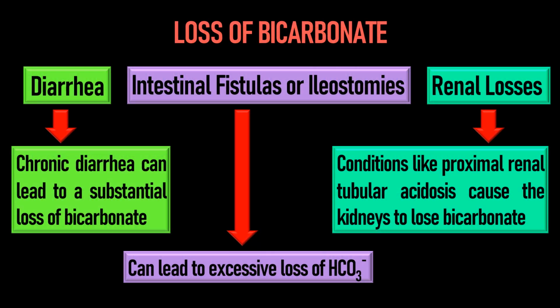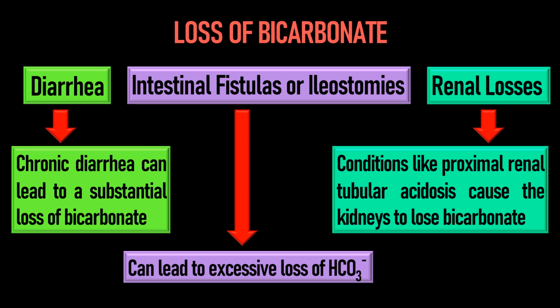Loss of bicarbonate is an important cause of metabolic acidosis. This may happen in diarrhea, intestinal pathology, certain surgical procedures like ileostomy, and due to renal losses. The gastrointestinal tract is a significant source of bicarbonate. Conditions causing chronic diarrhea can lead to a substantial loss of bicarbonate, resulting in metabolic acidosis. Intestinal fistulas or ileostomies can lead to excessive loss of bicarbonate.